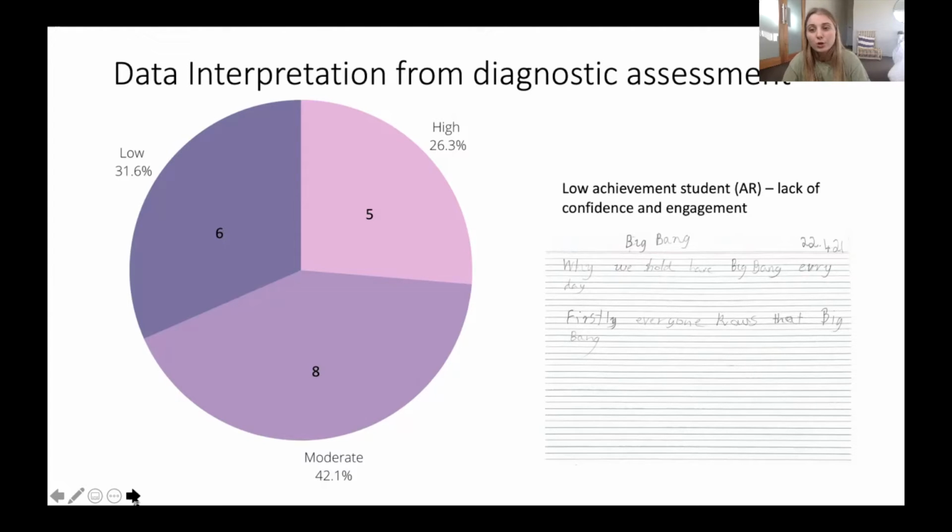The other 2 could be pushed further, but they just needed more support. They did not need as much support. Just going over the topic a few times would most likely be enough for them. Here I've just provided another example of a low achievement standard. So there's only 2 sentences. The introduction paragraph is just 1 sentence. That's by student AR, who I cover more in detail later.